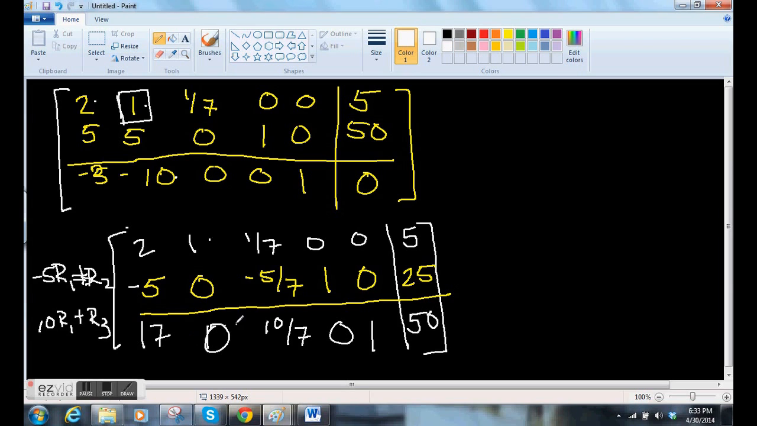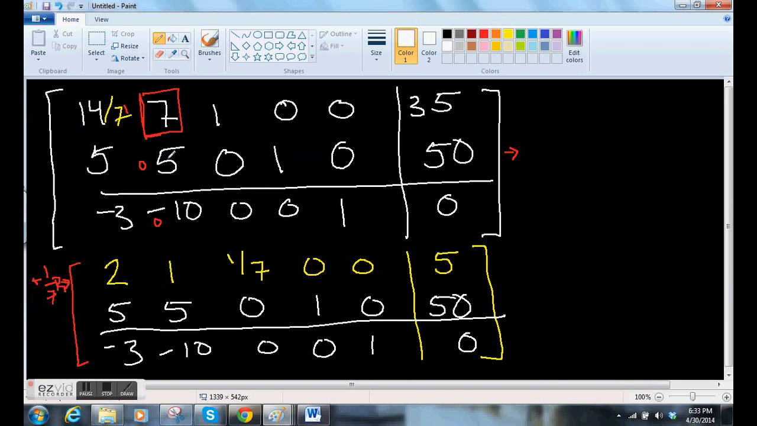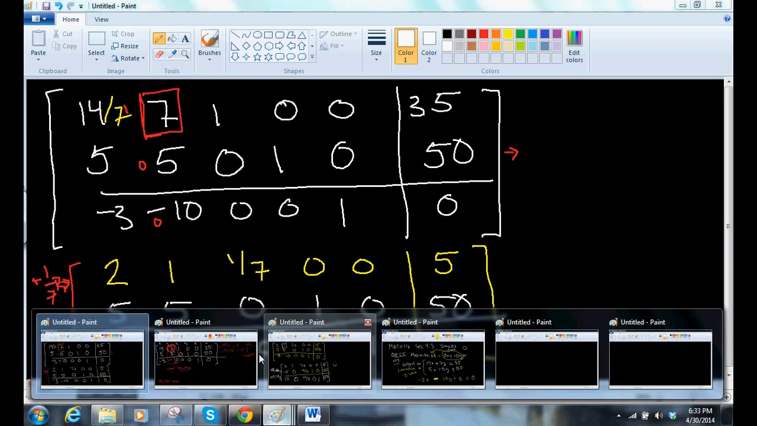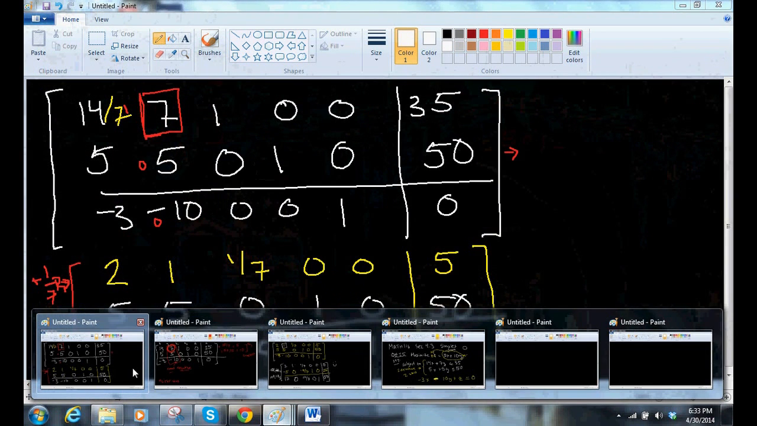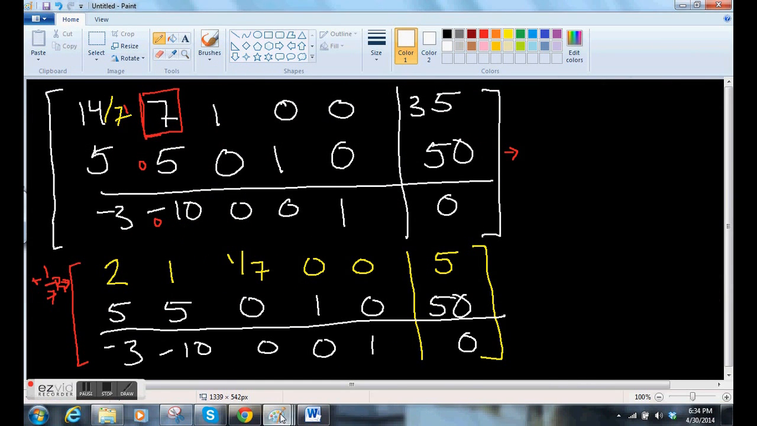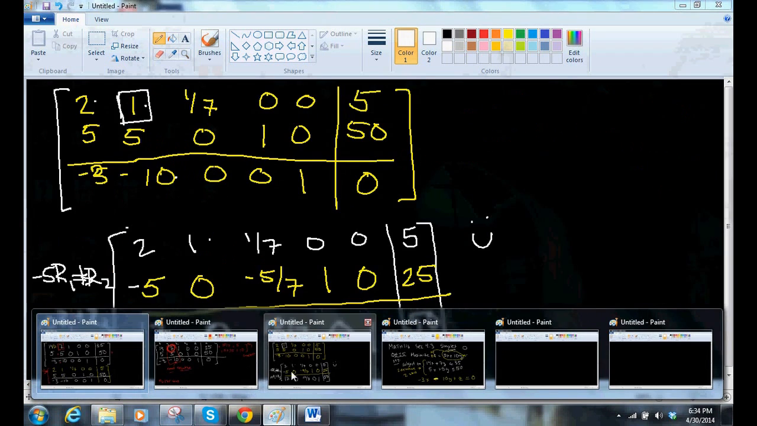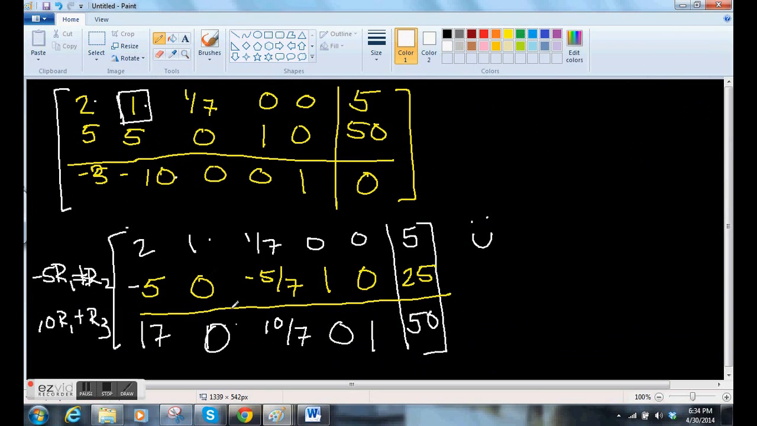So now I have 1, 0, 0. I like that very much. So I'm done with step 1. Remember I said this was my pivot point, and I got my pivot column into 1, 0, 0.